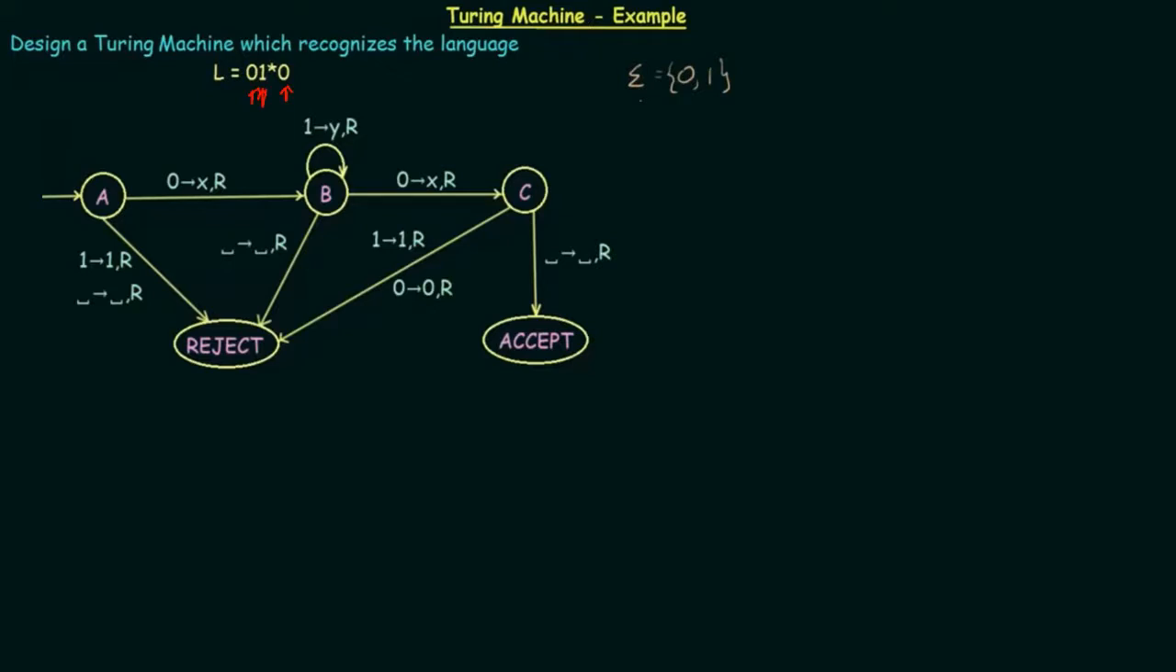Let me just carry on. I'll not go through this transition diagram; instead let me take a string and then explain it. Let me take this particular string of 0110. As it accepts 01*0, it will be able to recognize this string.